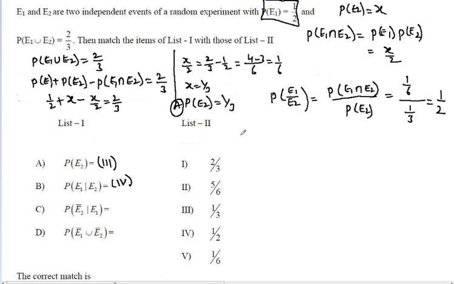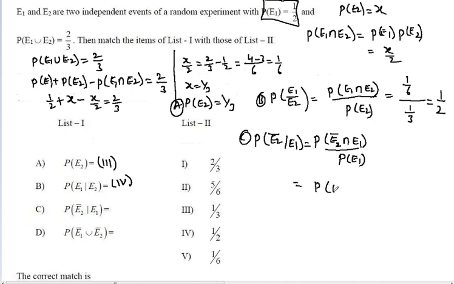And the third one, the C value, is probability of E2 bar by E1. This is P of E2 bar, E2 dash intersection E1, by P of E1. This is P of E2 bar intersection E1. From set theory, that is P of E1 minus P of E1 intersection E2, by P of E1. So find this value, that is equal to 2 by 3. So C is mapped to 1.